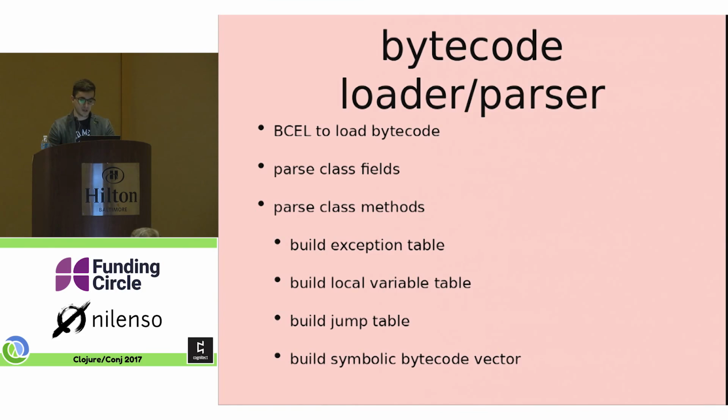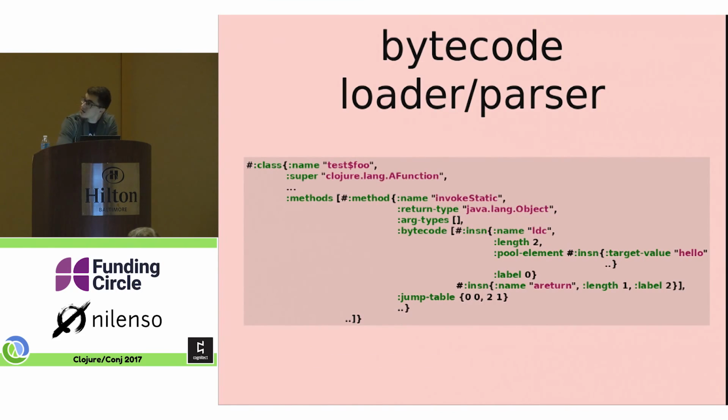And then we're just going to build this symbolic bytecode vector and represent the bytecode as a data structure. And this is what a class for just returning the string hello looks like. And if you've ever used a library called no.disassemble, you're going to see that it's quite similar. It's not exactly the same just because for decompilation purposes we needed a bit more information, but it's close enough.